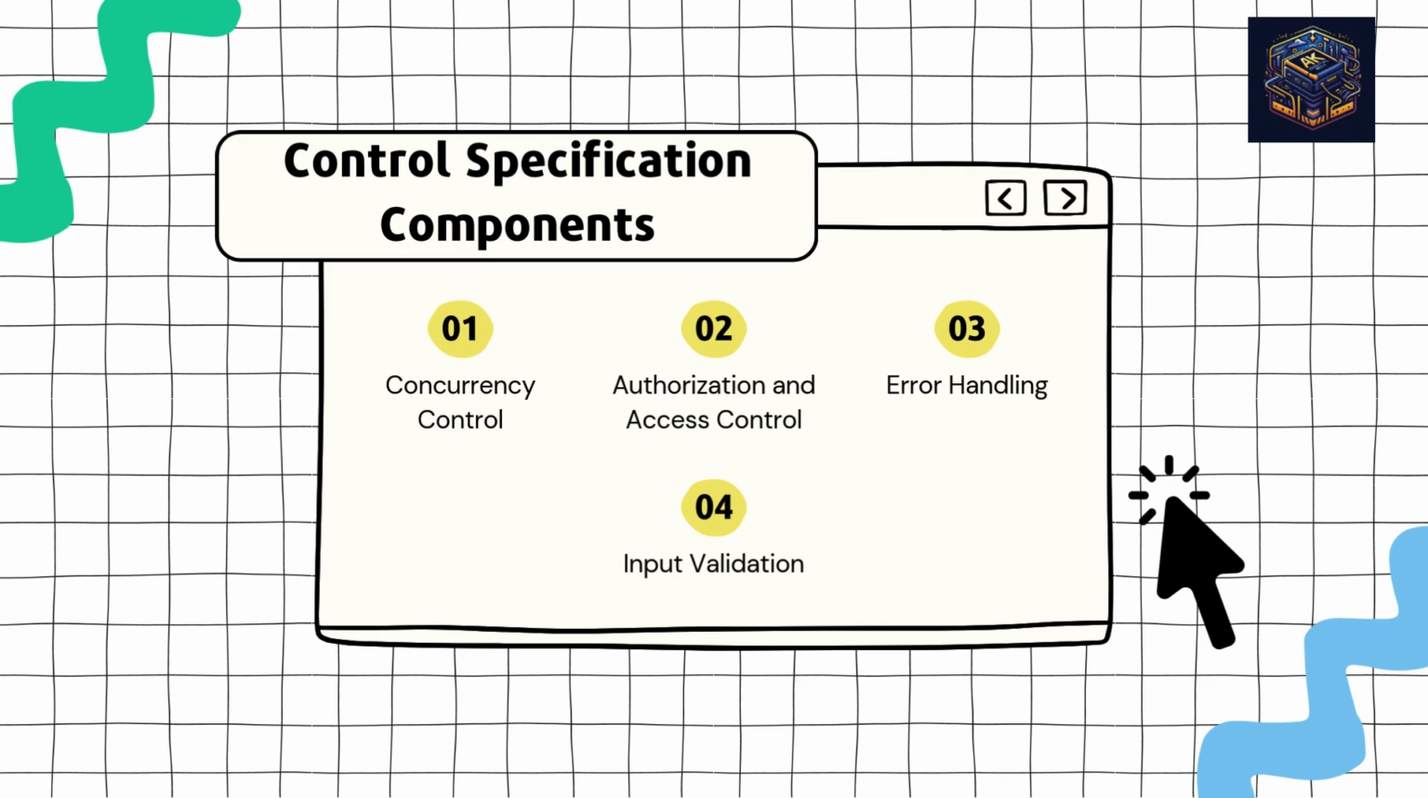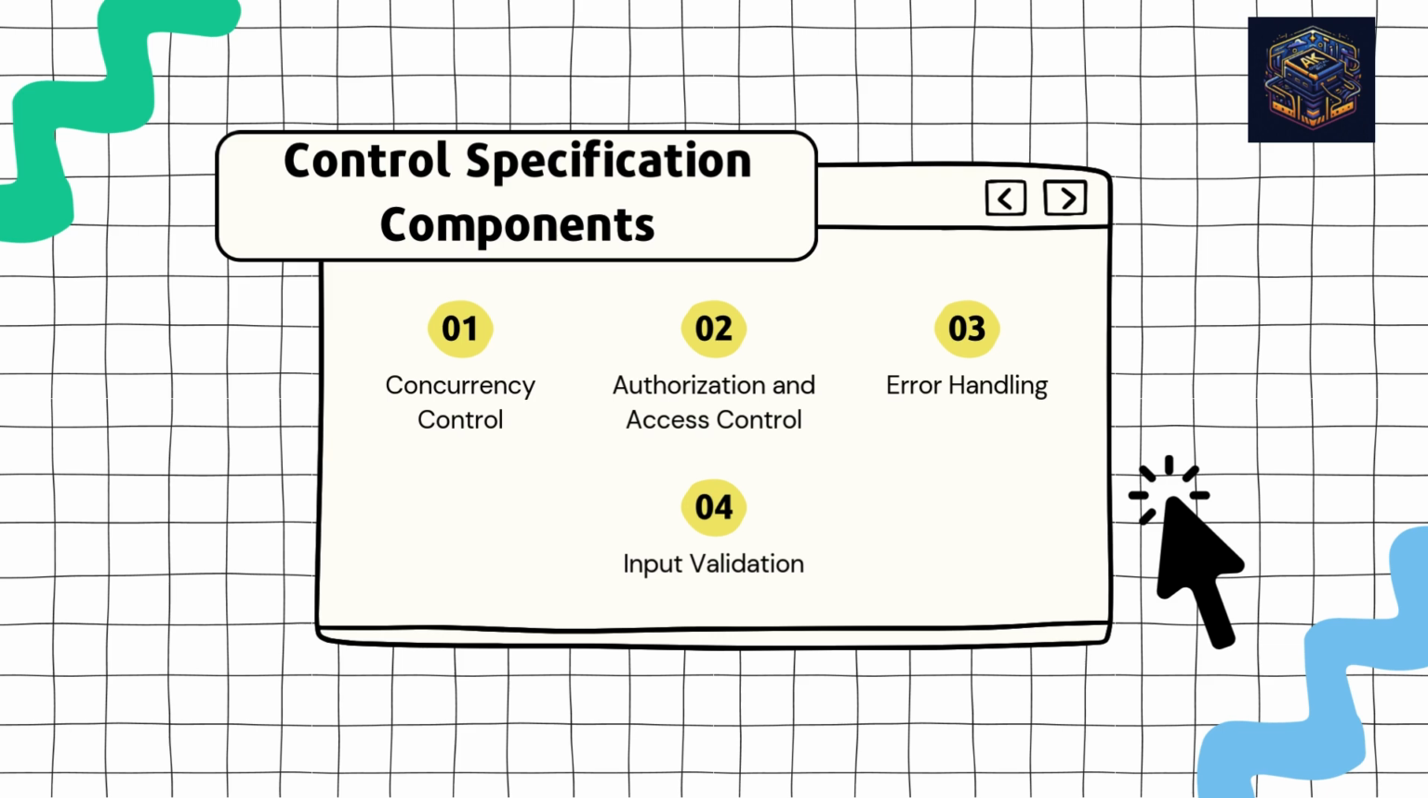Input validation. Input validation ensures that the data entered into the system is correct and meets predefined criteria. For example, when creating a username or password, certain rules must be followed, like not allowing special characters in the username. Input validation is used to filter out incorrect or malicious data, ensuring that only valid information enters the system.